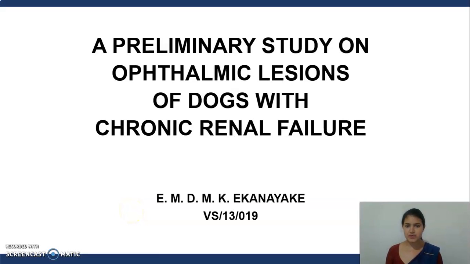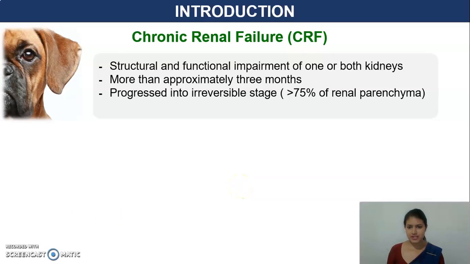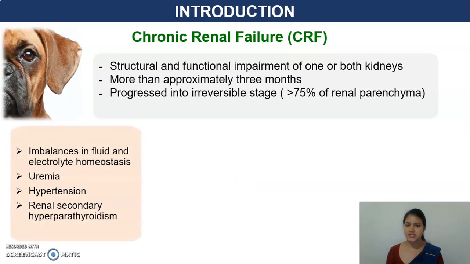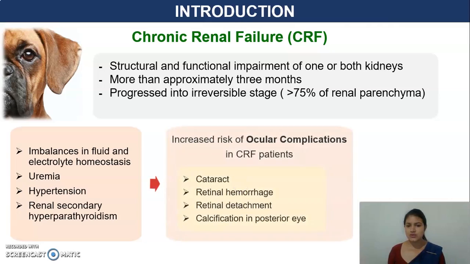Today my presentation will be about the preliminary study on eye lesions in dogs with chronic renal failure. In chronic renal failure, there's a prolonged irreversible impairment of the kidneys, resulting in consequences that give rise to extrarenal lesions. Although some studies have suggested that there is an increased risk of ocular complications in human renal failure patients, there are no histological studies in humans, and this relationship was not studied in animals with chronic renal failure.